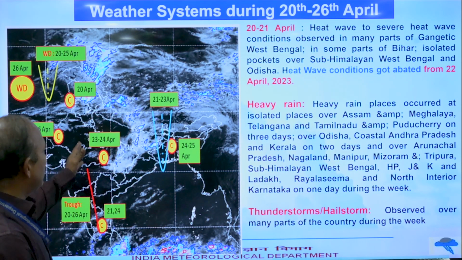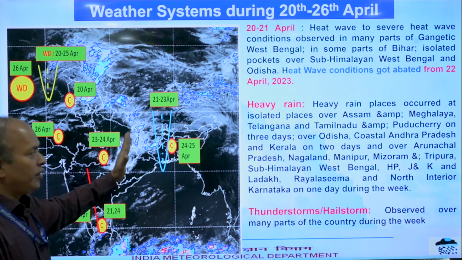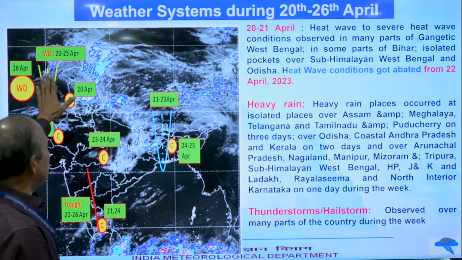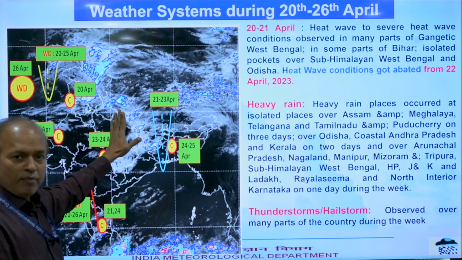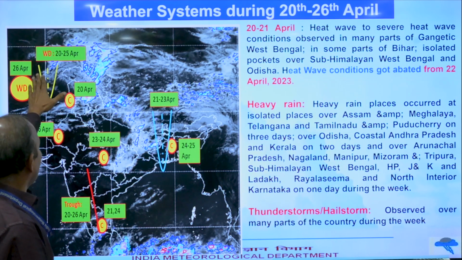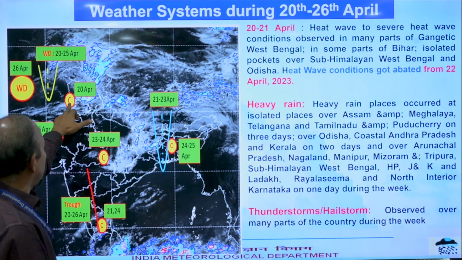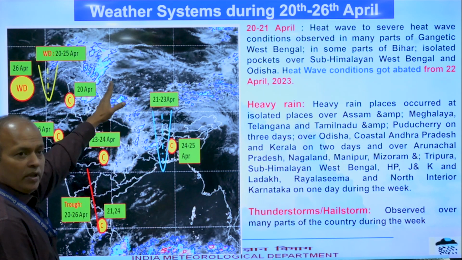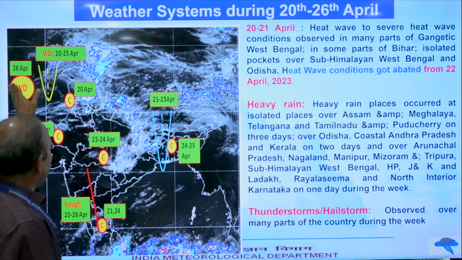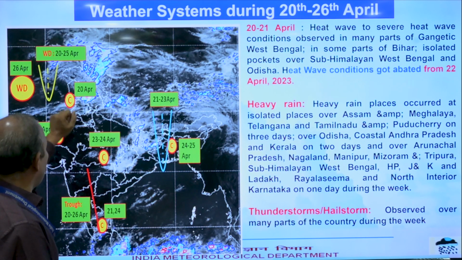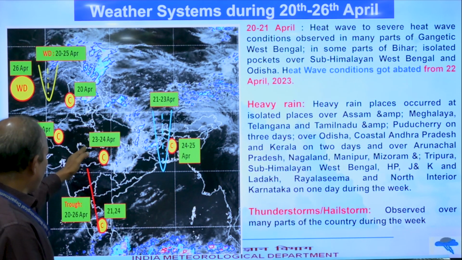So if you see here, this is the left panel. Here you can see the different systems. This is the pre-monsoon time, April month, and the western disturbances. Here you see western disturbances, with associated cyclonic circulation, continuously moving from west to east over northwest India, and also over the southern peninsula.